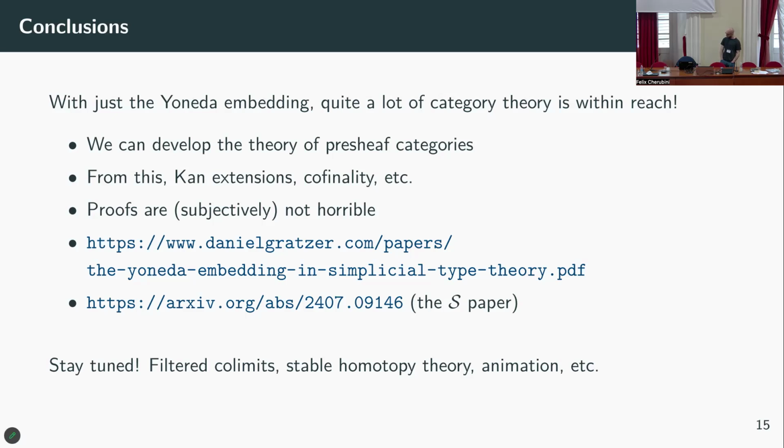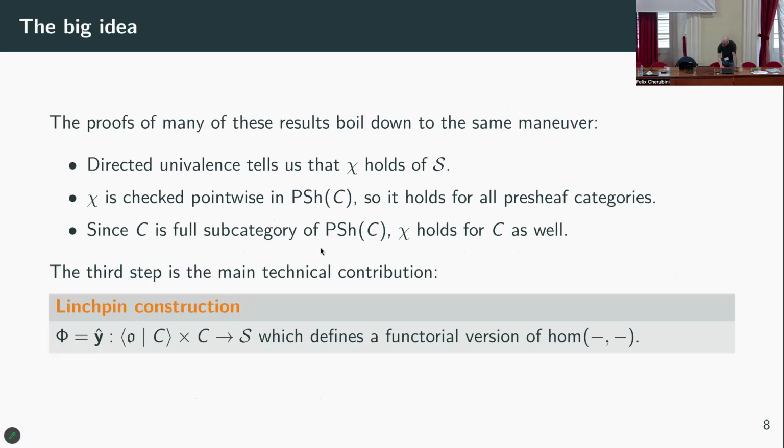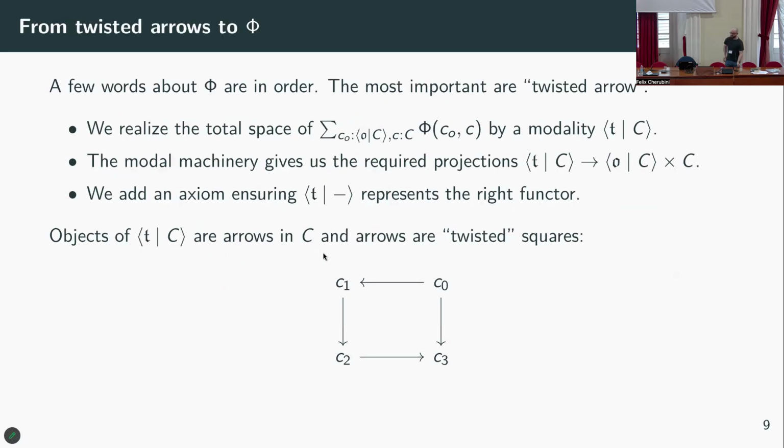I have two questions, I think. So first of all, this twisted thingy, the twisted arrow construction at the beginning. So this is something that you added to simplicial type theory? Yes. Something new?